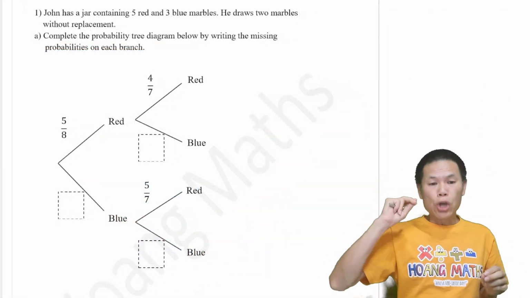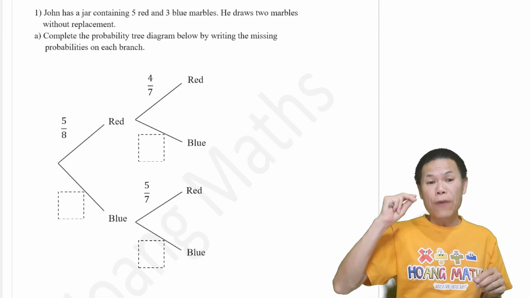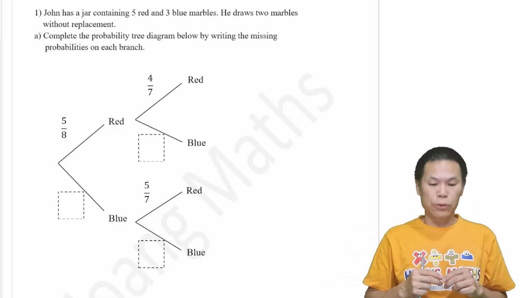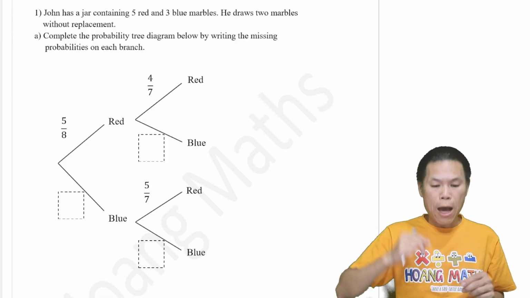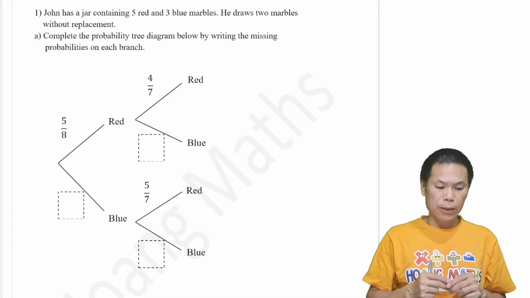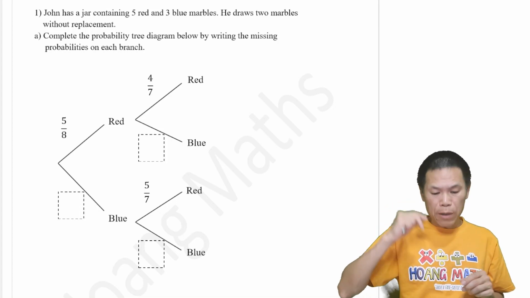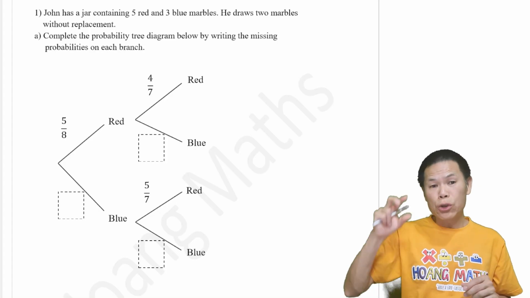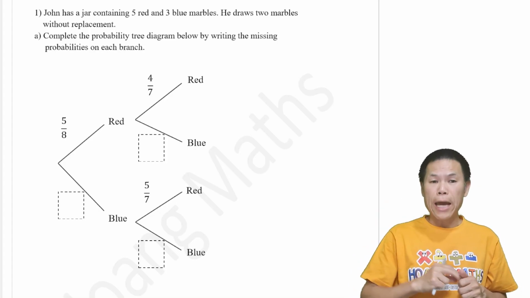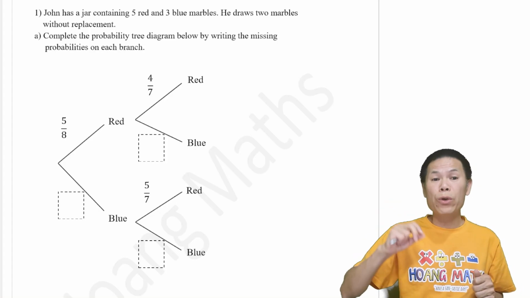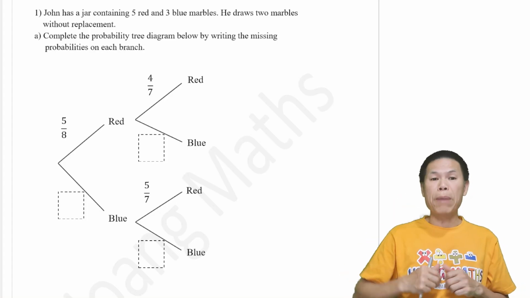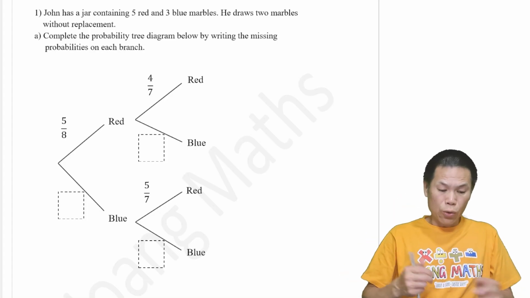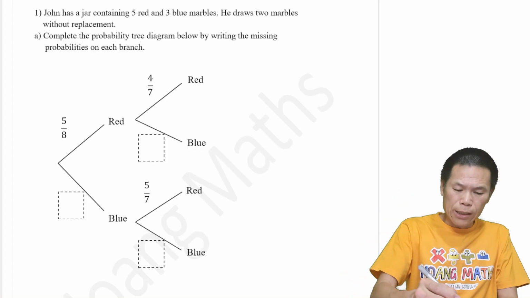First one. John has a jar containing 5 red and 3 blue marbles. He draws 2 marbles without replacement. So we need to complete the tree diagram. Without replacement means he draws 1 marble out and then draws the second one, without putting the first one back. Let me just analyze this for you.